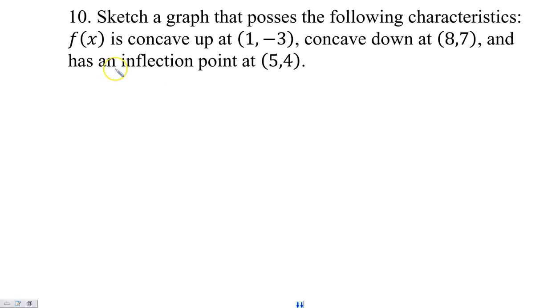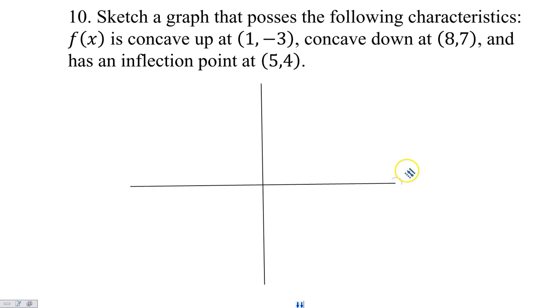Think about what happens if you have a function where the function is concave up at this particular point, it is concave down at this particular point, and has a point of inflection at this ordered pair. So that's all we know. So let's sketch the graph and let's plot those points and see what we can come up with. And your graph may not be exactly like this, but this will give you an idea of what kind of thing you should have. So we'll start with the point 5, 4.